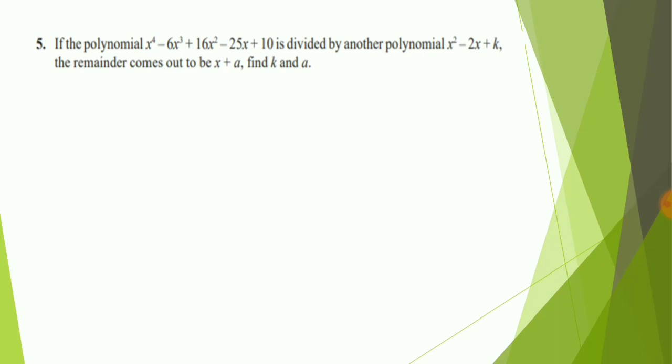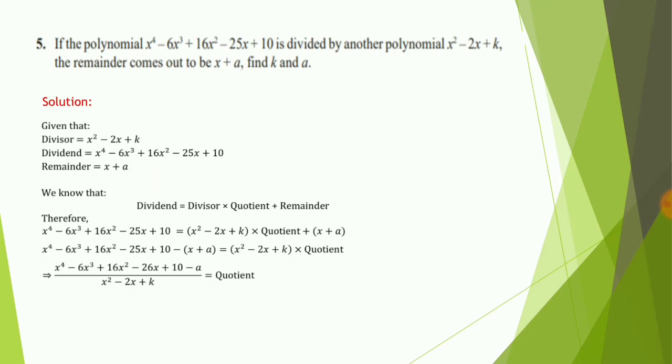If the polynomial x raised to the power of 4 minus 6x cube plus 16x square minus 25x plus 10 is divided by another polynomial x square minus 2x plus k, the remainder comes out to be x plus a. Find k and a. Let us try to solve it. We have the divisor given to us, dividend and the remainder. By the division algorithm of the polynomials, we know that the dividend is equal to divisor into quotient plus the remainder.